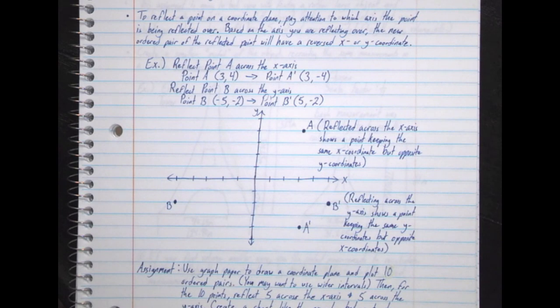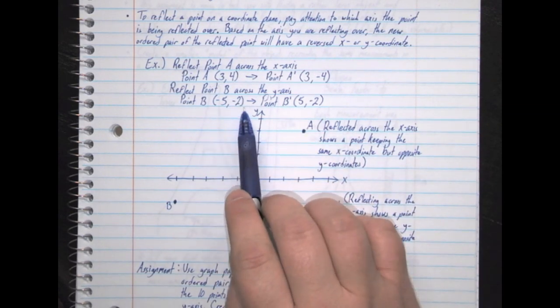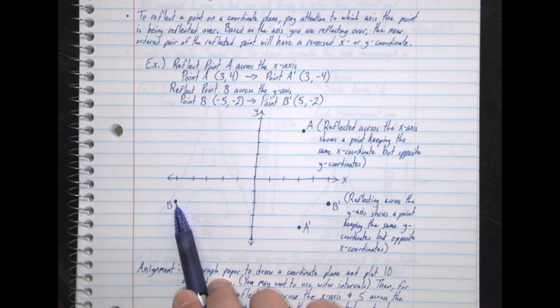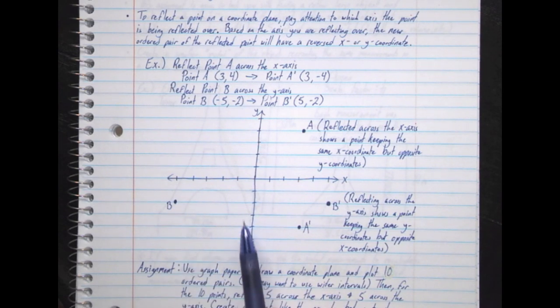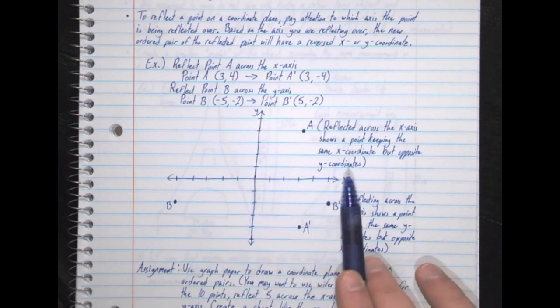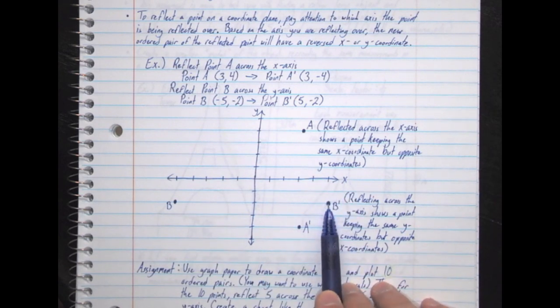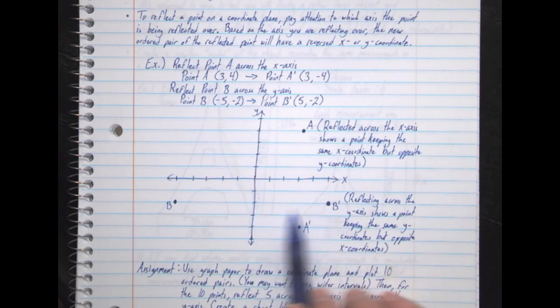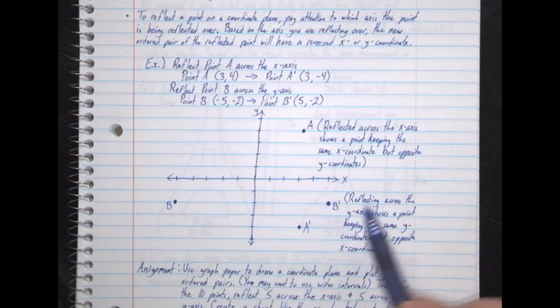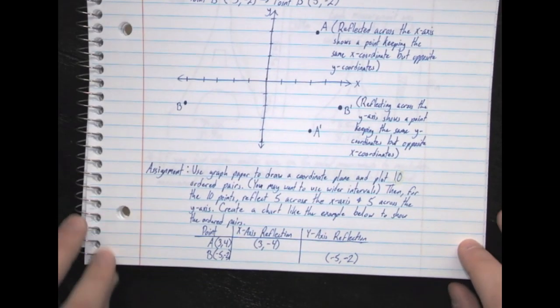Now let's look at the other one. Point B reflected across the y-axis. Point B is at negative 5, negative 2. Negative 5, negative 2. When we flip it across this y-axis, we make our flip. Our y-coordinate stays the same, negative 2. Our x-coordinate went from negative 5, though, to positive 5. So reflecting across the y-axis shows a point keeping the same y-coordinates but having opposite x-coordinates. Simple enough, right?